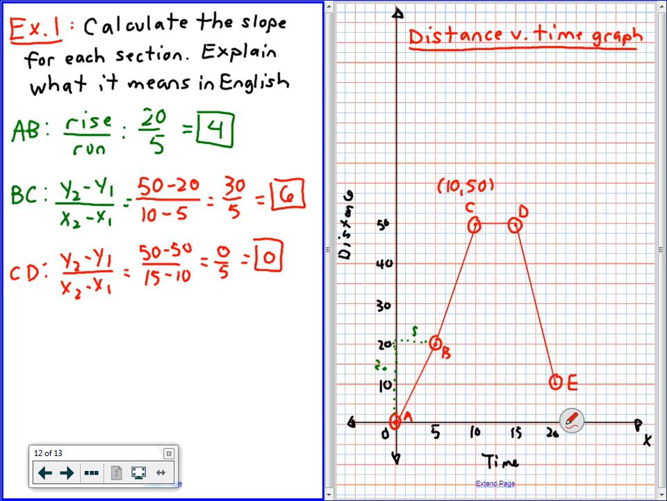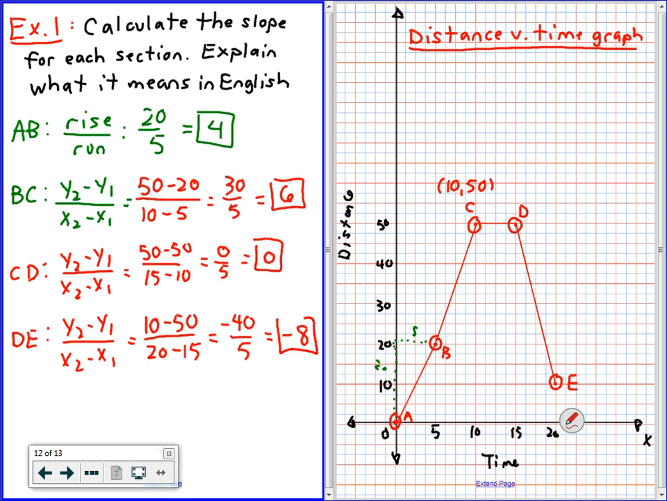Okay. Finally, DE, y2 minus y1, all over x2 minus x1, which should be 10 minus 50 over 20 minus 15. That's negative 40 over 5. Negative 8. Why does it make sense that DE is a negative slope? Because we're going down. Because we are dropping, right? Yes. And it's okay to have a negative slope, that's fine.